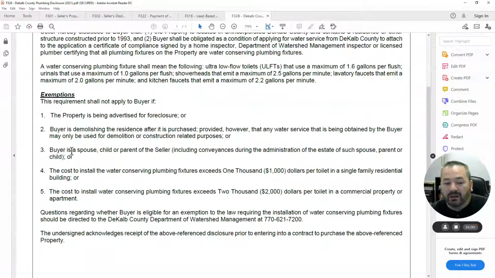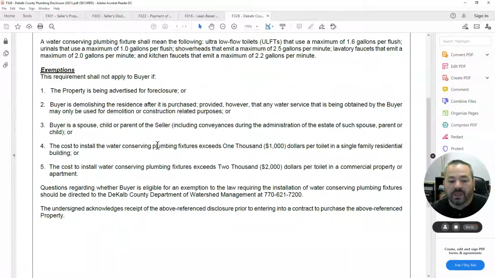If the buyer is a spouse, child, or parent of the seller, so a property is transferring as part of an estate, or even before someone has passed, then it doesn't have to. The cost to install the water conserving fixtures exceeds $1,000 per toilet, and I don't know why that would ever be the case. And the cost to install water conserving fixtures exceeds $2,000 per toilet in a commercial property, and I don't know why that would be the case.